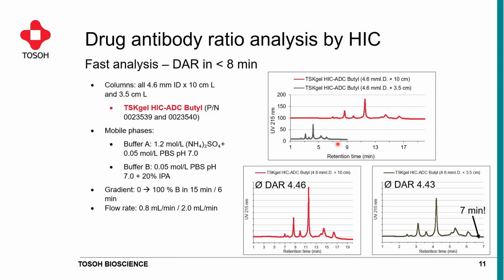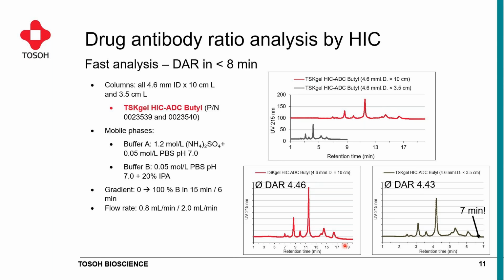And secondly, if we calculate the drug-antibody ratio based on these chromatograms, we see that we end up with more or less the same number. Meaning, for this sample, it works perfectly to run the separation in just 7 minutes as compared to, let's say, the 18 minutes we would need for the conventional method.